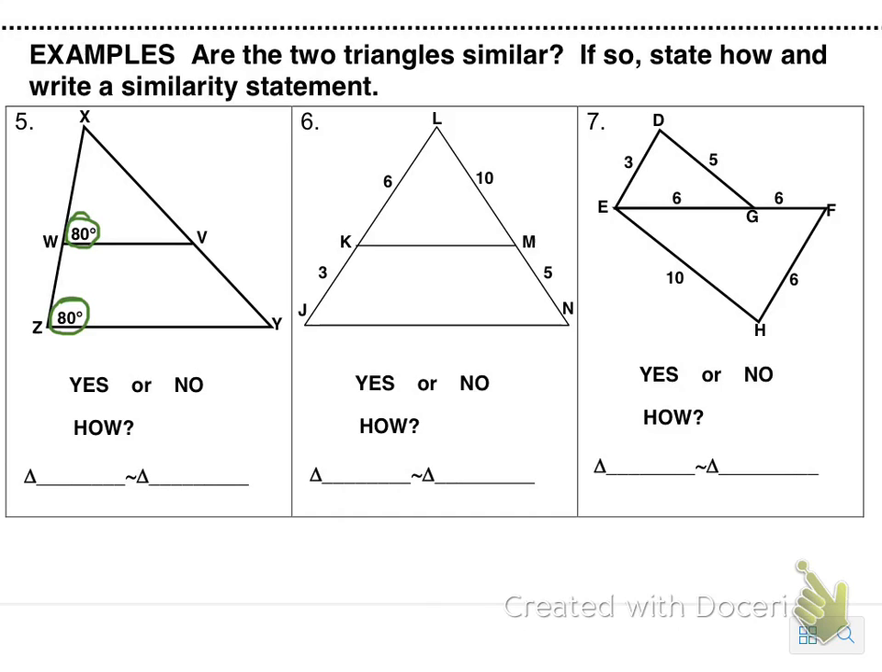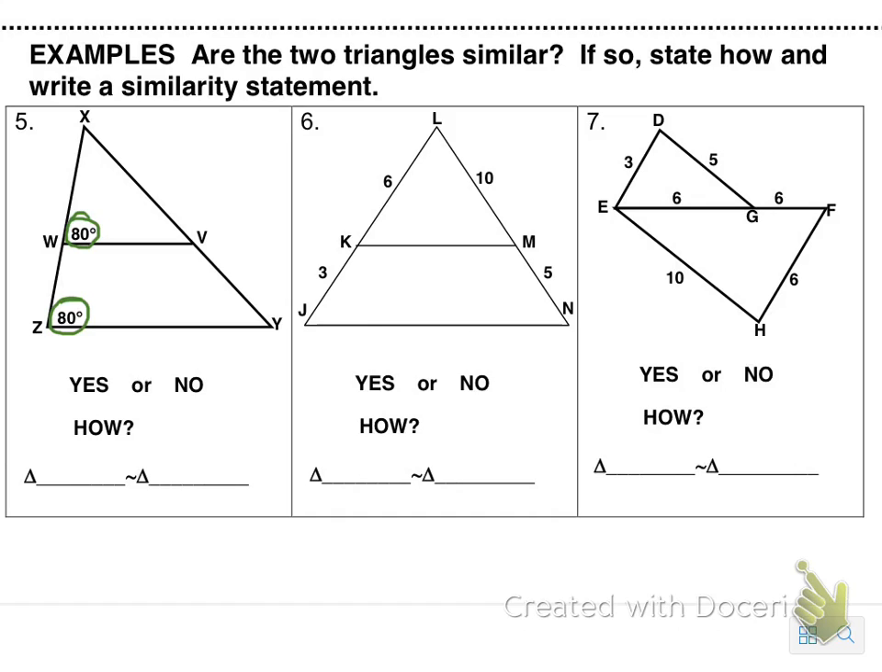We're asked to determine whether or not the two triangles in each example are similar, and if so, state how they are similar. In other words, which theorem allows us to say that they are similar, and then write a similarity statement. So in example 5, notice we have two triangles.